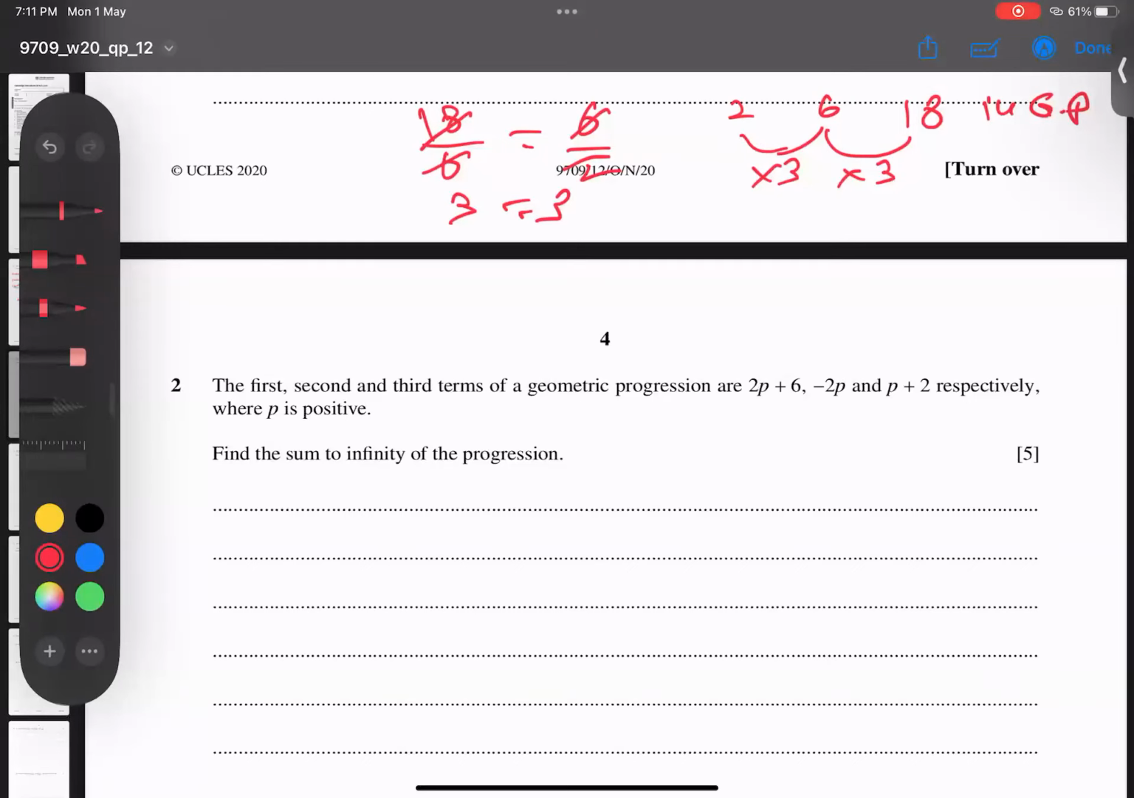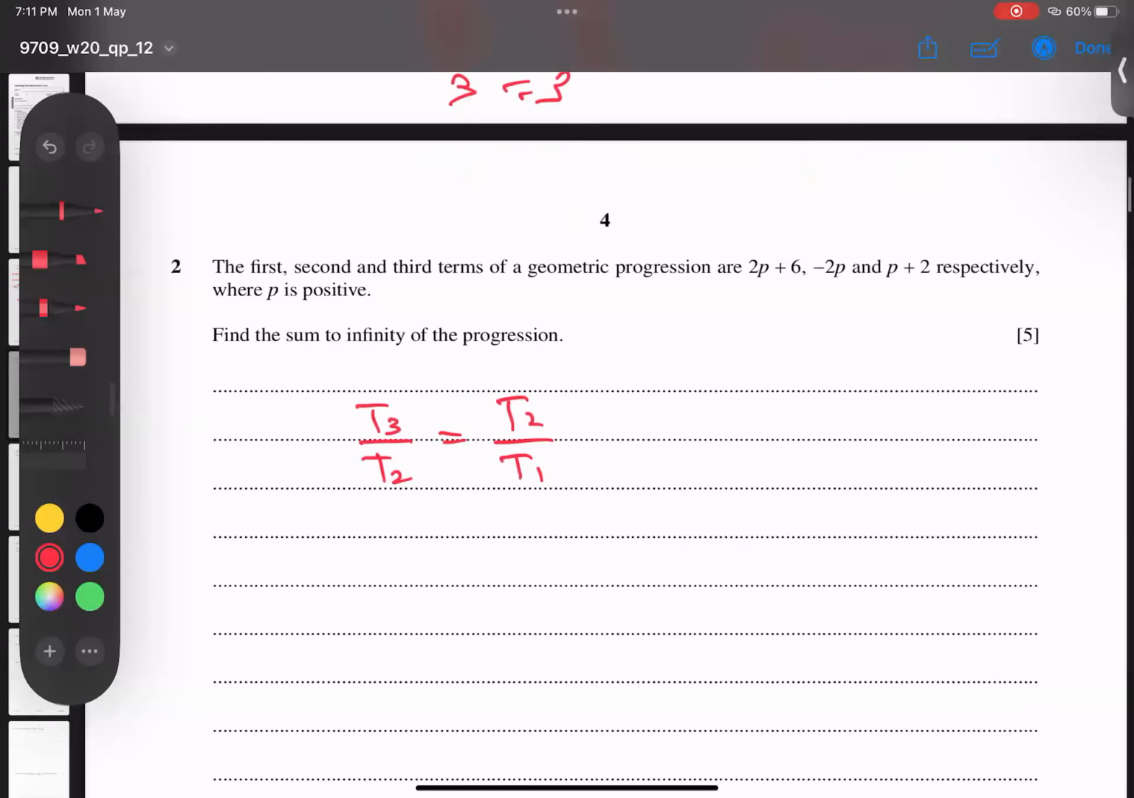It means, can I say, so what is the rule, students? Third term divided by second term is the same answer as second term by first term. So I'm writing the formula. Third term divided by second term, and second term divided by first term. So the third term is this.